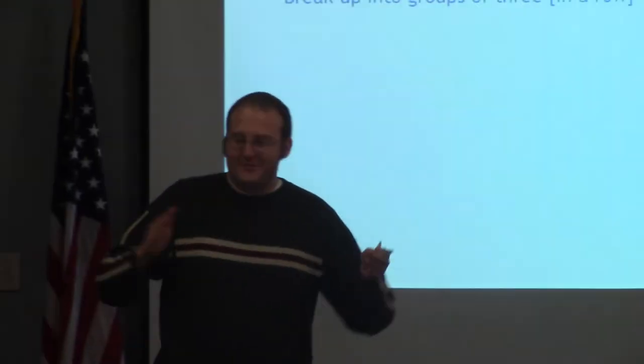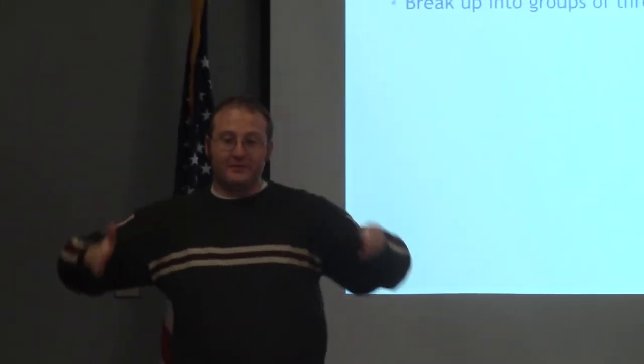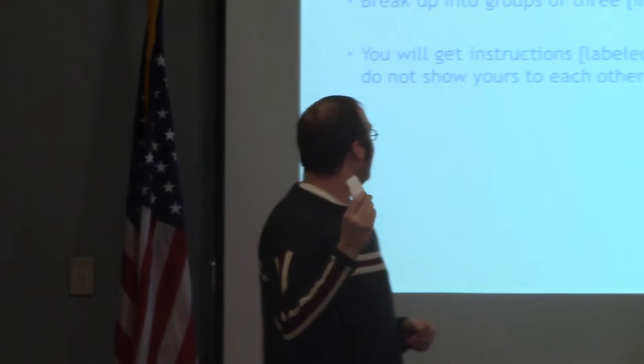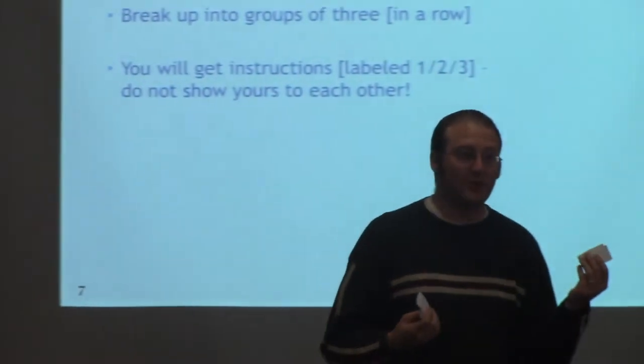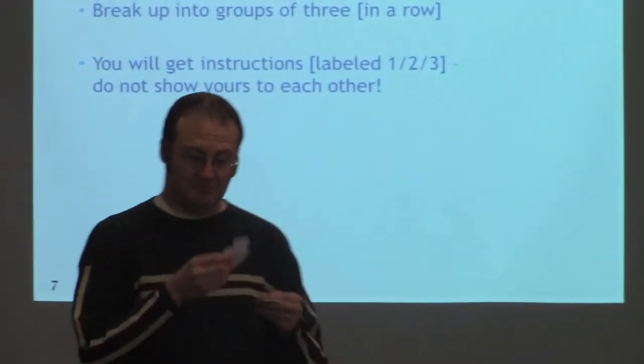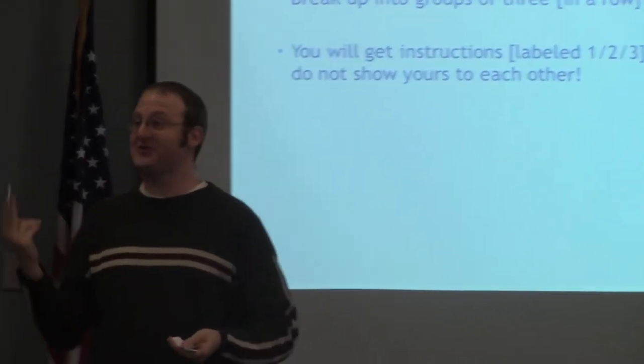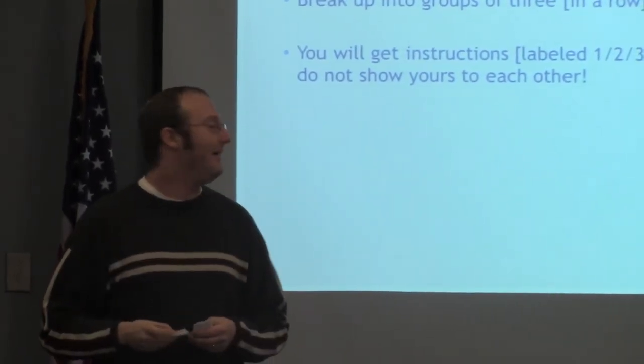What we're going to do is break you up into groups of three. I usually do this in a traditional classroom, which is why I have the rows. So it's kind of go three, and three. What's going to happen is I'm going to give you instructions. They're going to be labeled 1, 2, 3. It's going to be a role play. Look at the instructions; it's got your number on it. Don't show it to your partners.